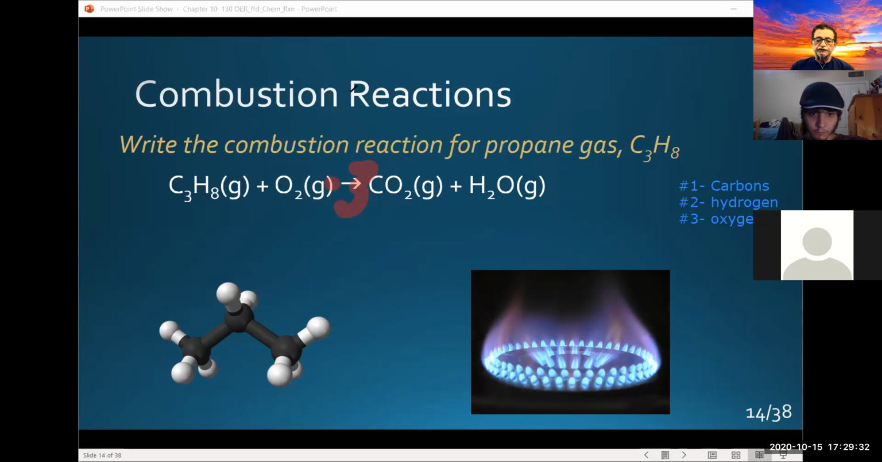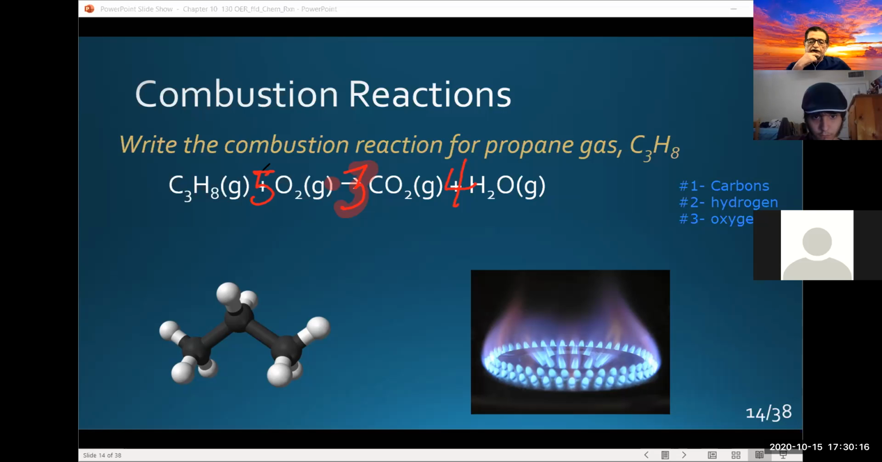Now I look at my hydrogens. I have 8 hydrogens in propane. I need 8 hydrogens in the form of water, so I can put a 4 right there. So I balanced the carbons first, then the hydrogens. Now I balance the oxygens. In total, I have 6 coming from carbon dioxide and 4 coming from water, so a total of 10 oxygens. To balance the oxygens, I put a 5 in front of the O2.